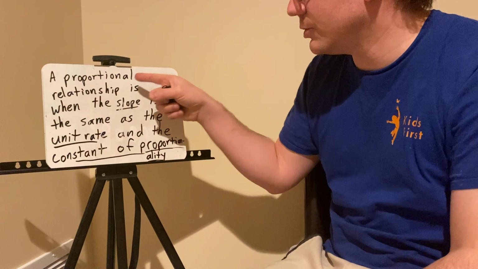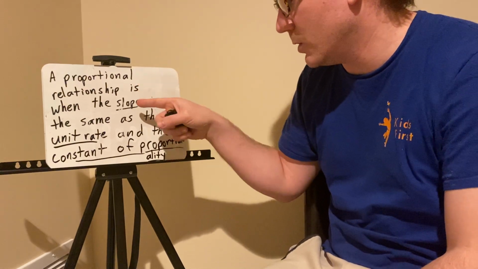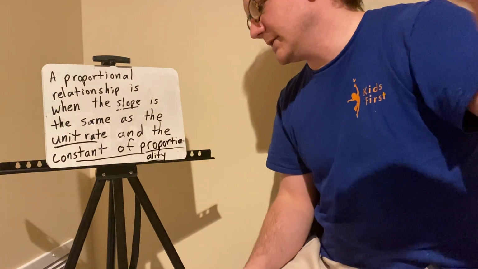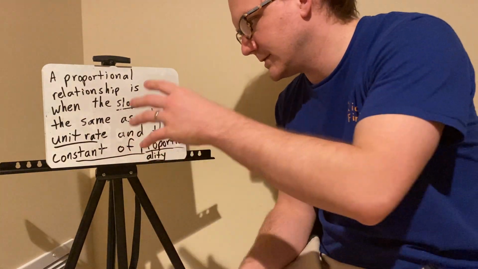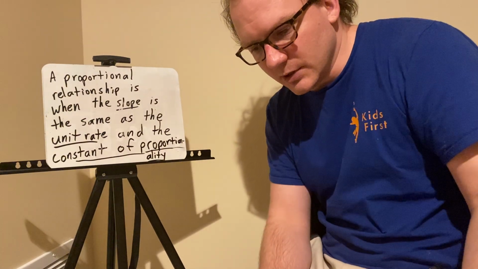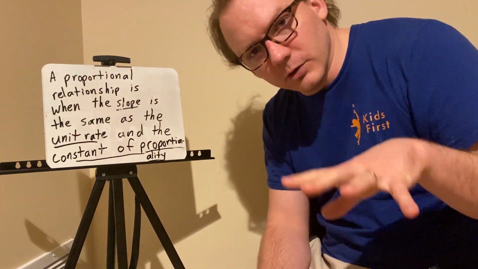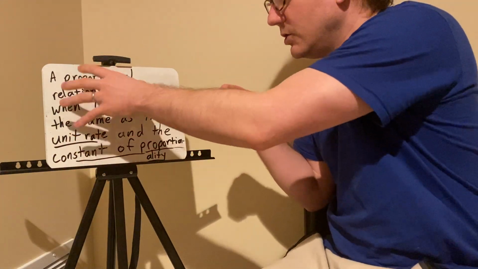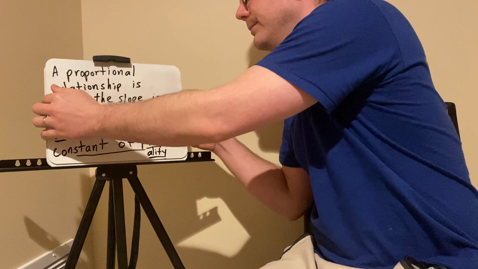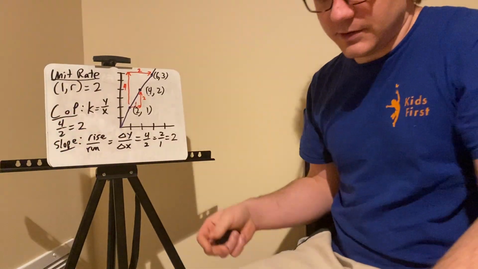So a proportional relationship is when the slope is the same as the unit rate, and that's the same as the constant of proportionality. So we're looking at slope, unit rate, and constant of proportionality, which in a lot of these situations are going to be the same in terms of what we're looking at for examples. So we're going to be giving you proportional relationships that we have to work with and analyze. How do we figure these things out?